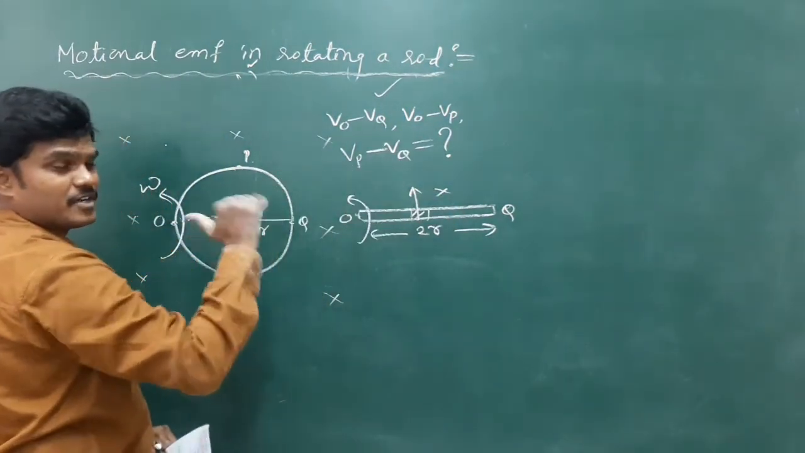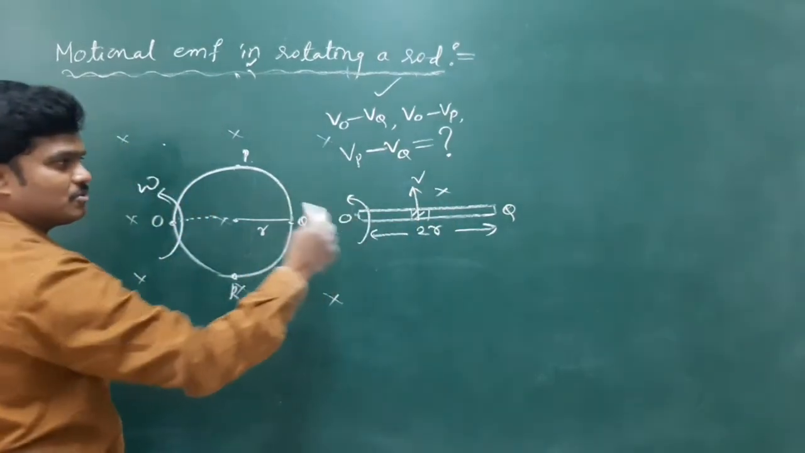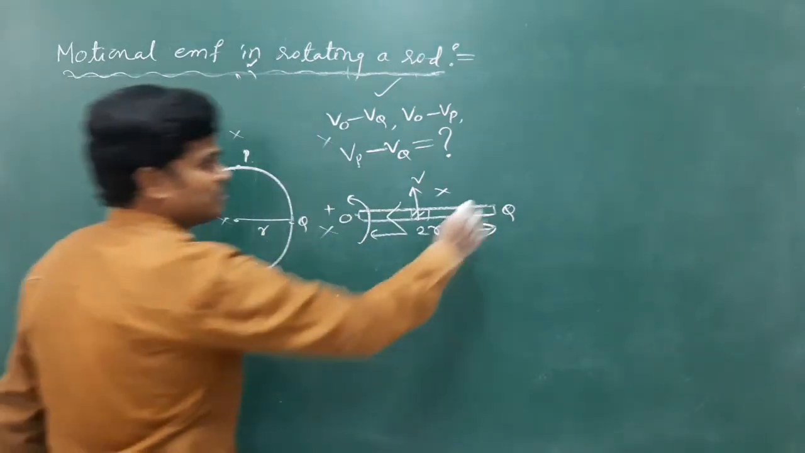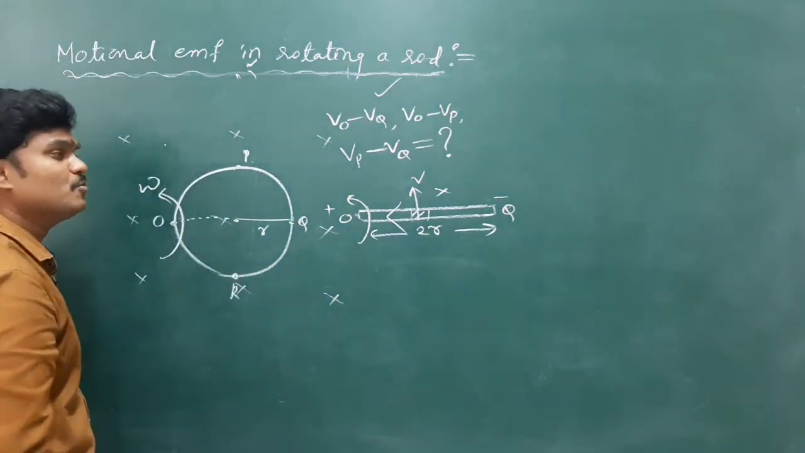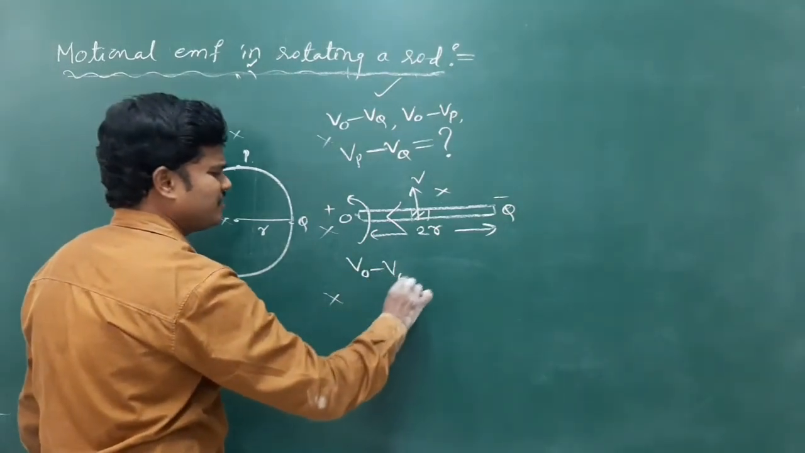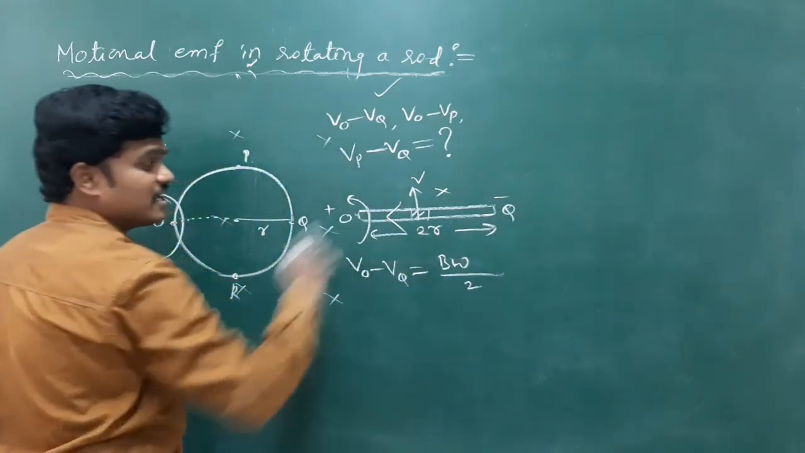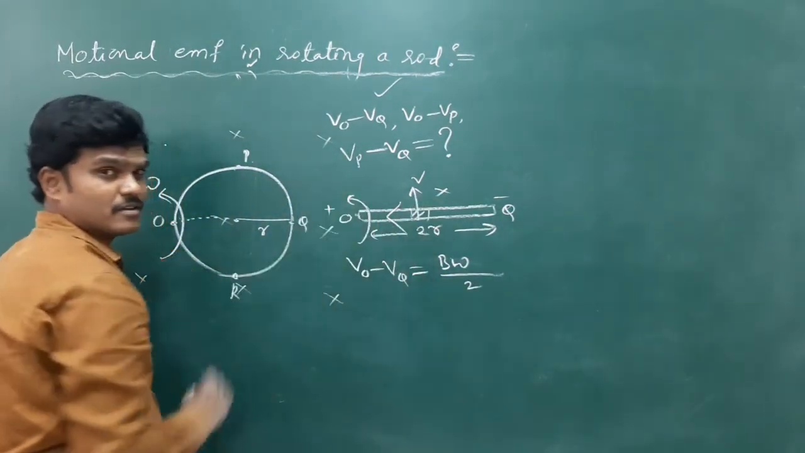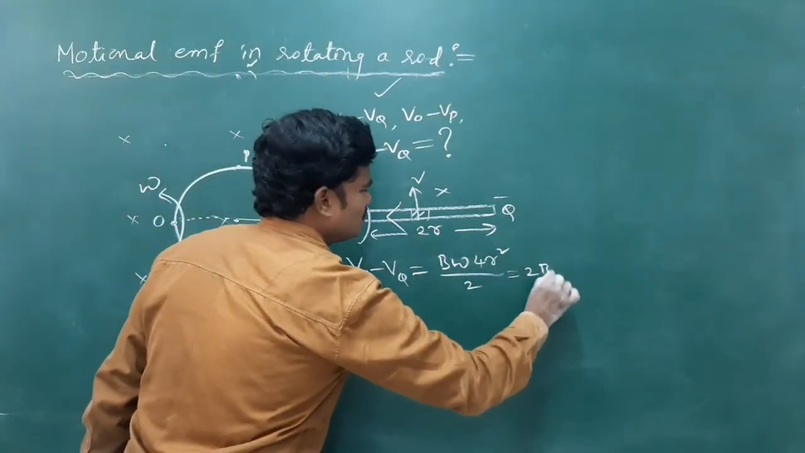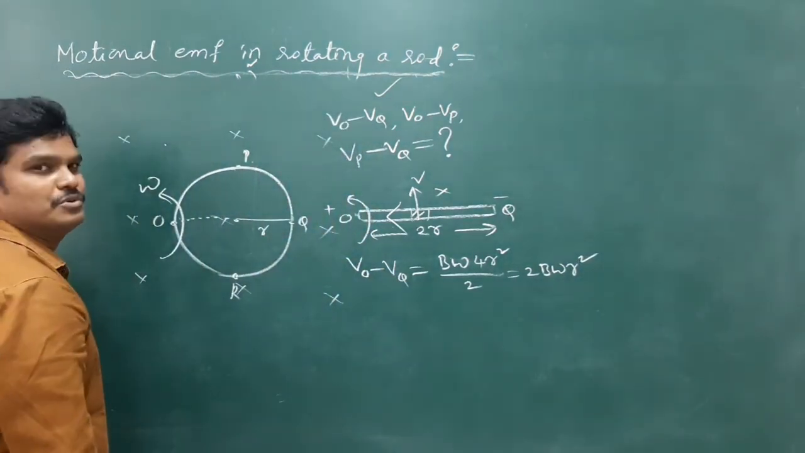So which side will the current flow? Left side. This is V, B is into the board. So there will be an induced current on the left side. That means O is at positive potential, Q is at negative potential. And VO minus VQ is equivalent to B omega L square by 2. What is L here? L is nothing but the length of the rod. The length of the rod here is 2r, so 4r square, 2B omega r square. So I got VO minus VQ.